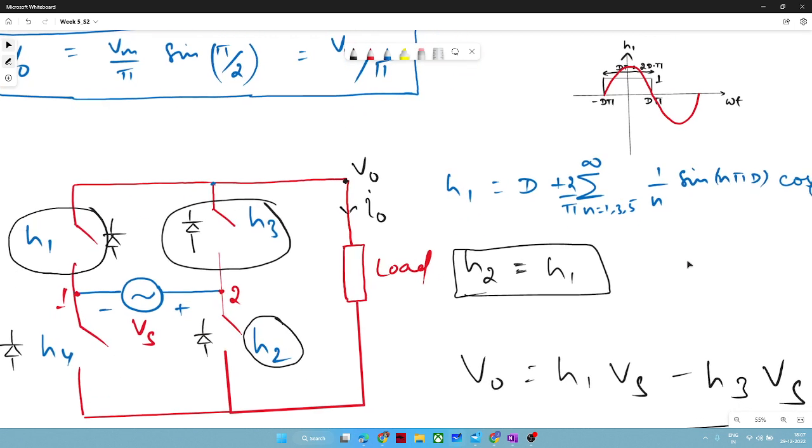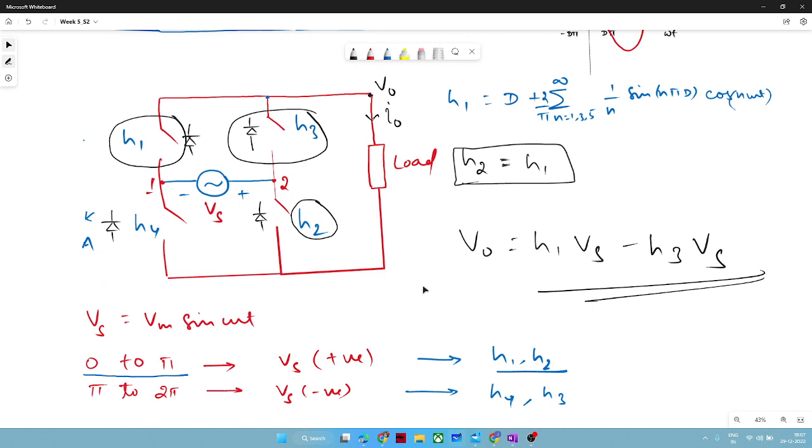Then we moved ahead with the full wave converter. Again, what we did: V naught is equal to H1 Vs minus H3 Vs. Minus, why? Because this node is connected to this. Let me highlight. This node V node is connected to positive, and when H1 and H2 conduct simultaneously, this node will be connected to this. So the polarity of both the switches is different. Hence we considered H1 minus H3 into Vs.